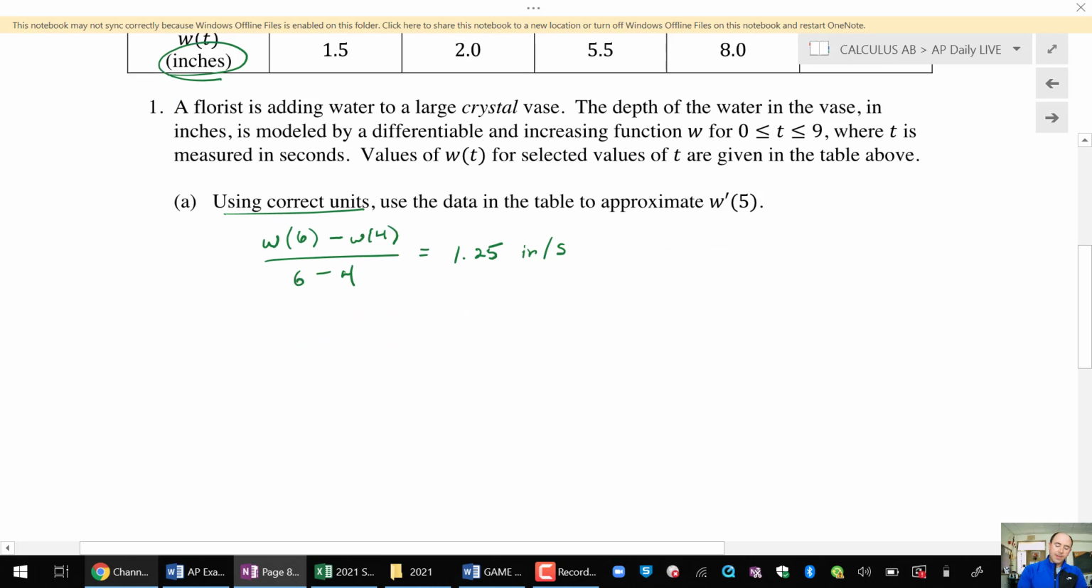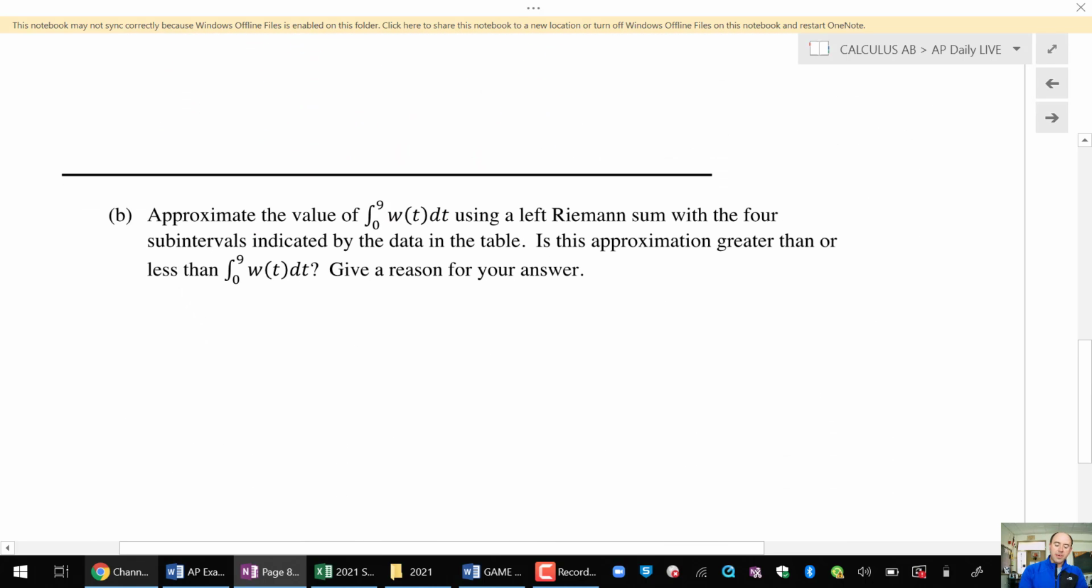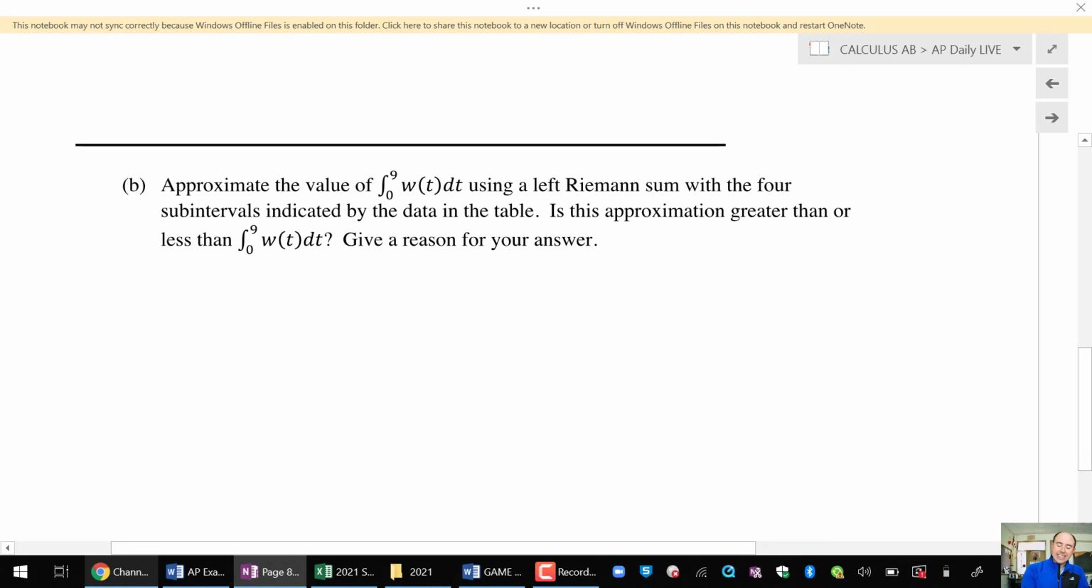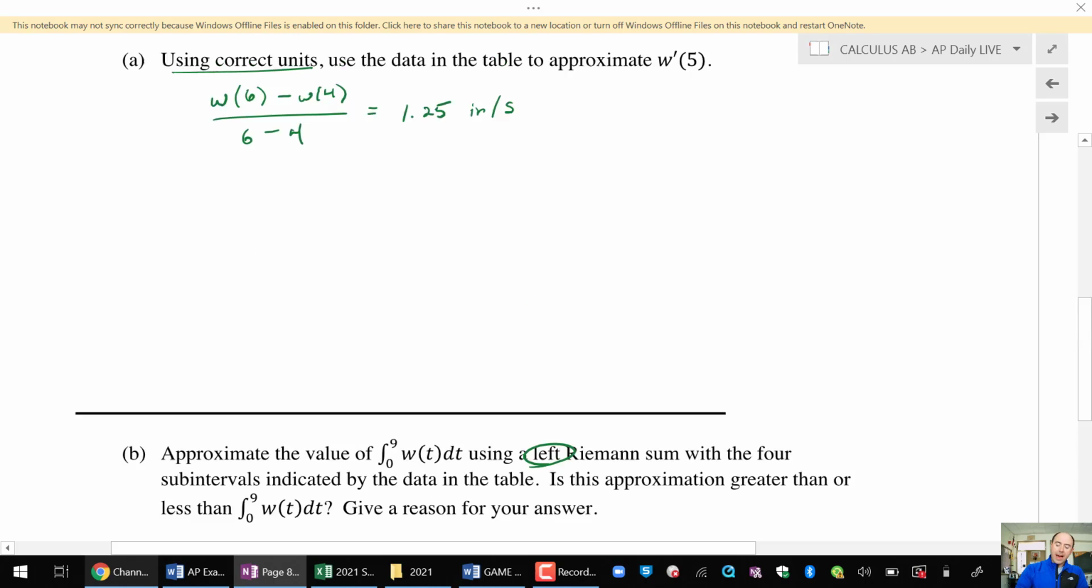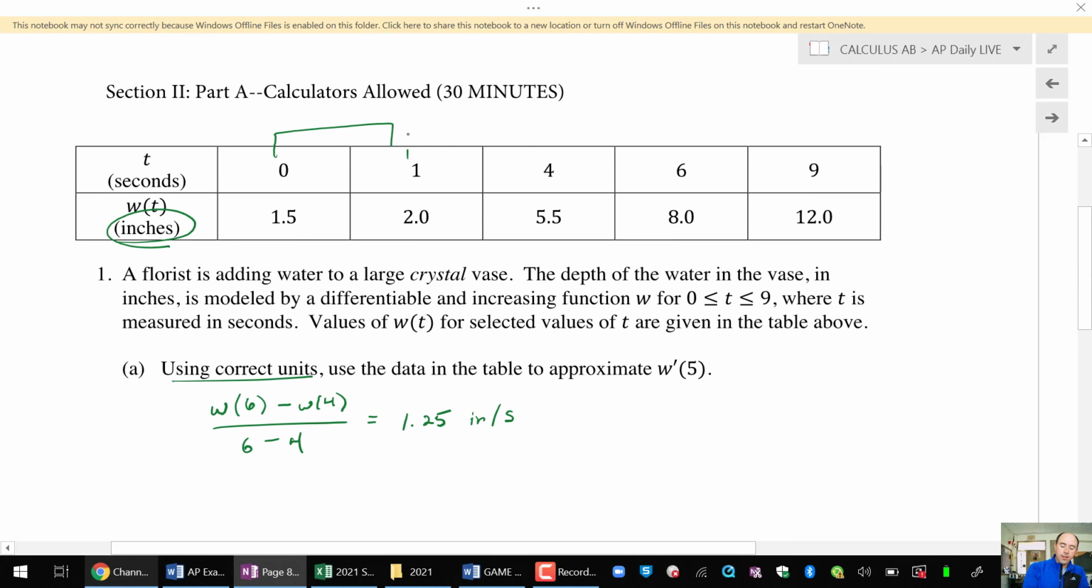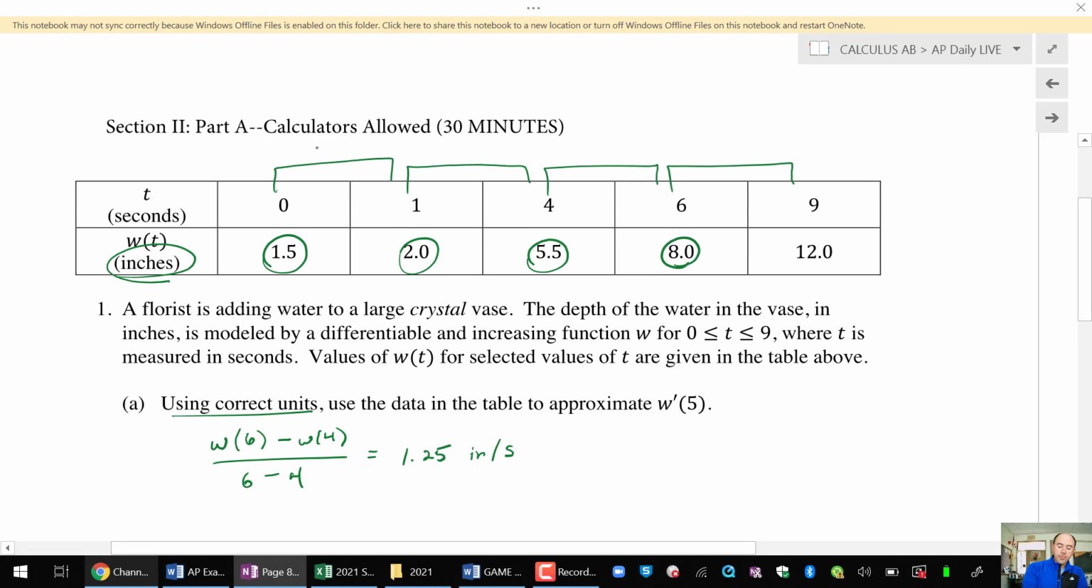Letter B. Approximate the value of the integral from 0 to 9 of w with a left Riemann sum. So if I go back to the table here, I can construct 1, 2, 3, and there's 4 total rectangles. And if I want a left Riemann sum, then I'm going to use the left function output, or the left corners of each one of those rectangles. Notice that the width, or the delta t, of the rectangle varies. So here it's 1. The next width is a 3. The third rectangle has a width of 2, and the final rectangle has a width of 3.